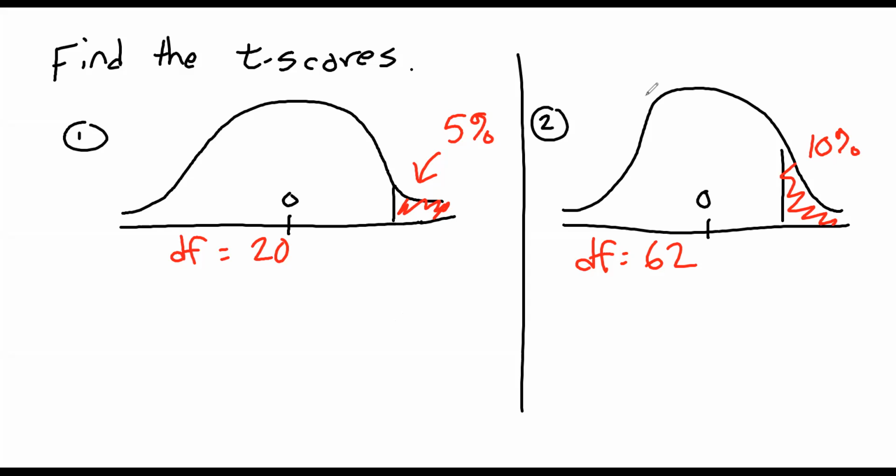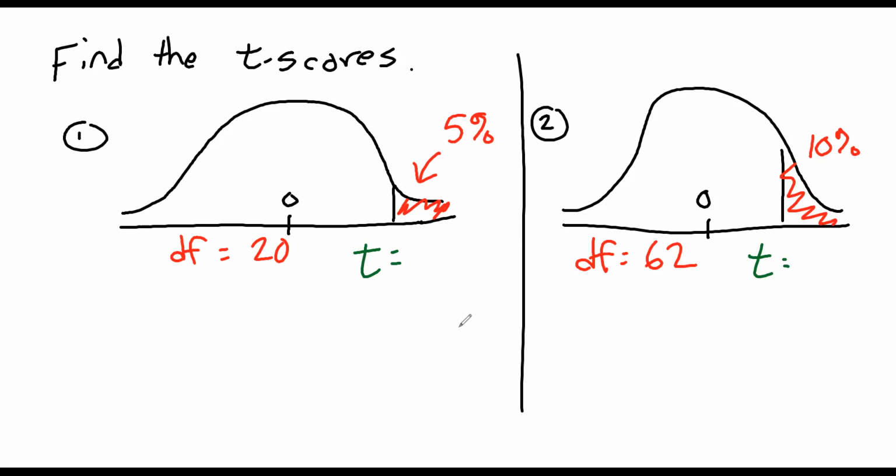If you haven't done so already, I invite you to open the t-distribution chart that I showed you in Canvas. Go to Files, click on Distribution Tables, and click T-Distribution, and see if you can find what this t value is that separates that right tail from the rest of the curve. And while you're at it, number 2 is the same thing, except 10% in the right tail with 62 degrees of freedom. So again, pause the video and see if you can find the t values.